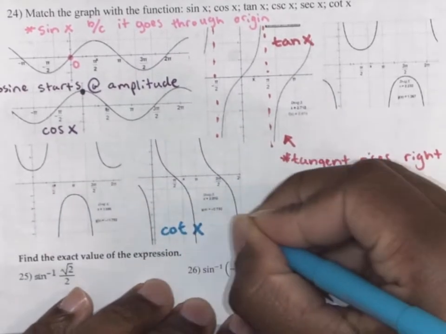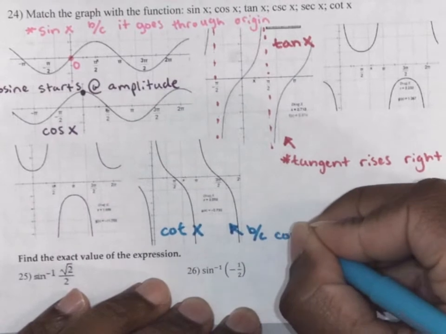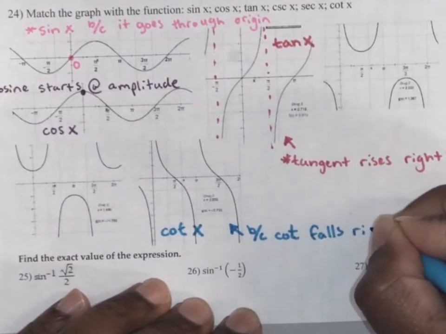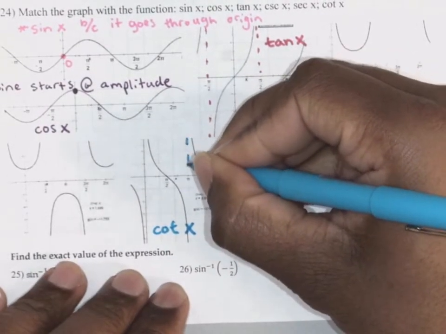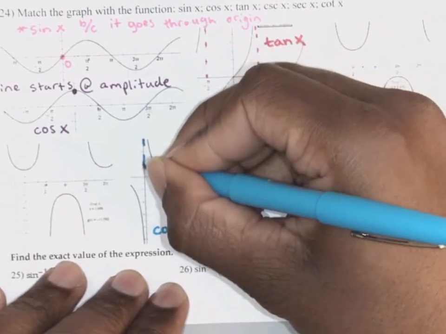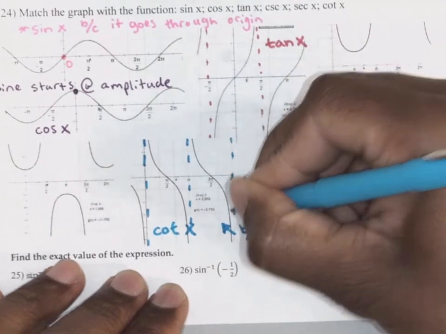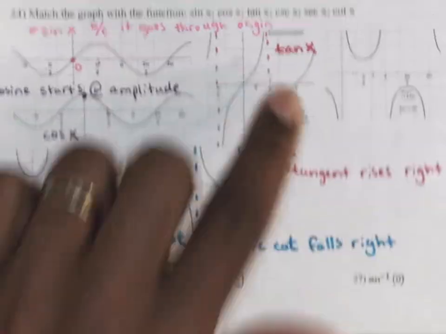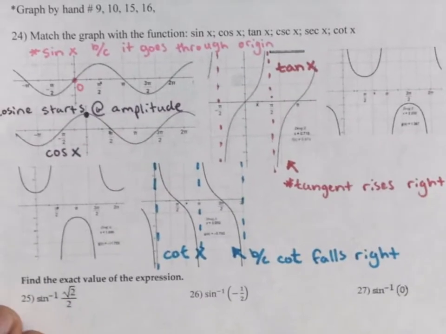So I'd say cotangent x because cotangent falls right. And it's got asymptotes at multiples of pi. So 0 pi, 1 pi, 2 pi, 3 pi, 4 pi. Not unlike tangent, where it's pi over 2. Alright, so that would leave us with just two more.